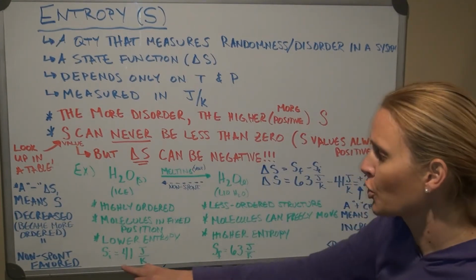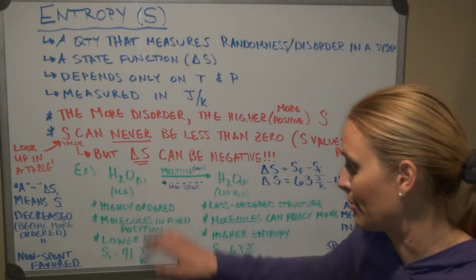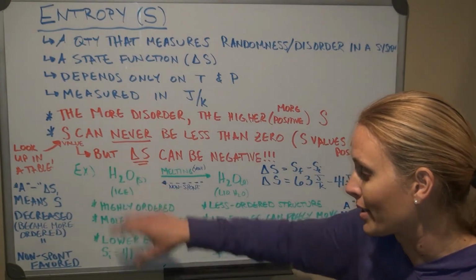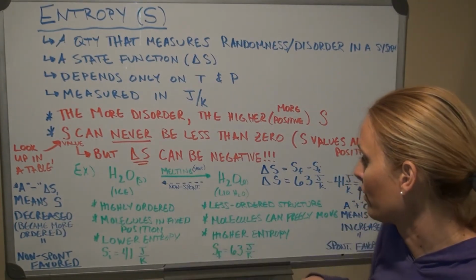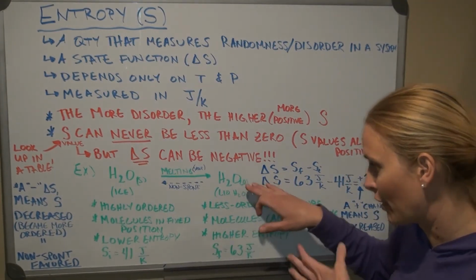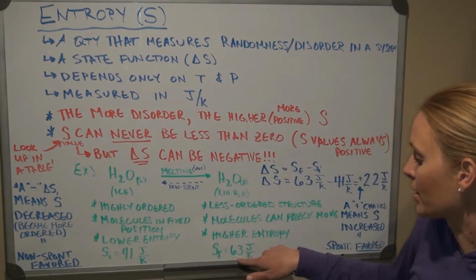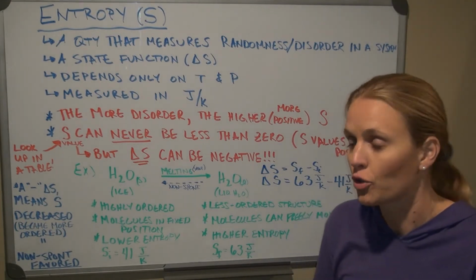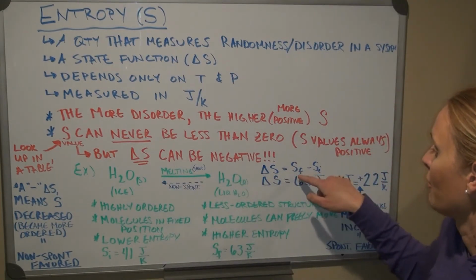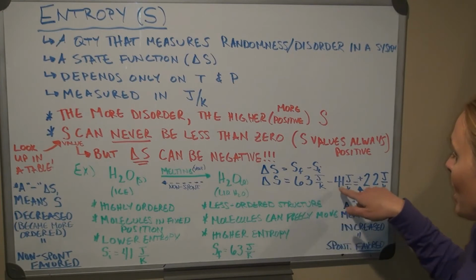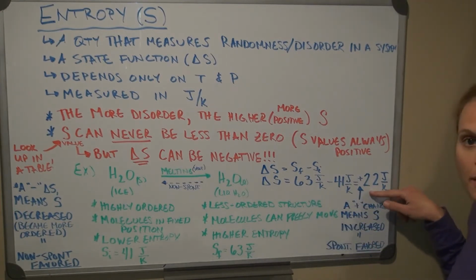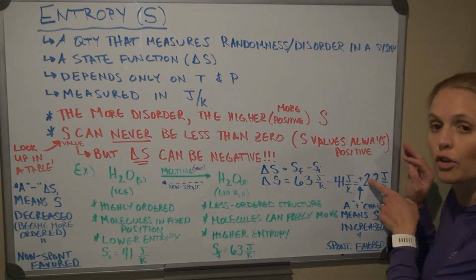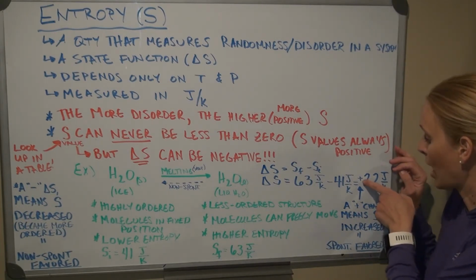If I look these values up in an appendix table, I get that the entropy of the initial state for this process is 41 joules per Kelvin, and the entropy of the final state is 63 joules per Kelvin. If I want to calculate the change in entropy for this process, it's just final minus initial, so 63 minus 41 gives me a positive 22 joules per Kelvin.